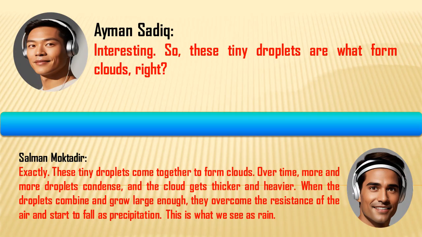Interesting. So, these tiny droplets are what form clouds, right? Exactly. These tiny droplets come together to form clouds. Over time, more and more droplets condense, and the cloud gets thicker and heavier. When the droplets combine and grow large enough, they overcome the resistance of the air and start to fall as precipitation. This is what we see as rain.